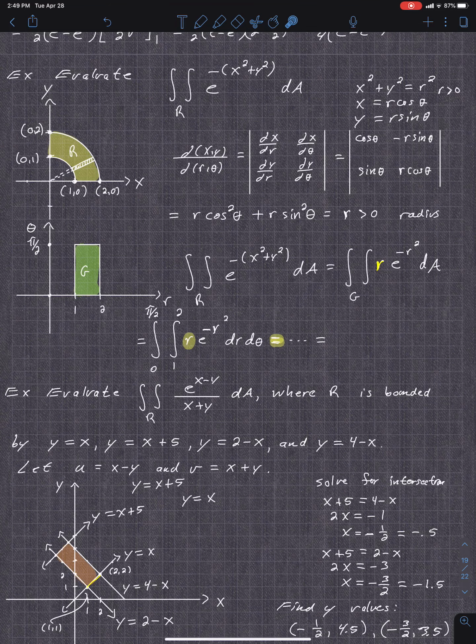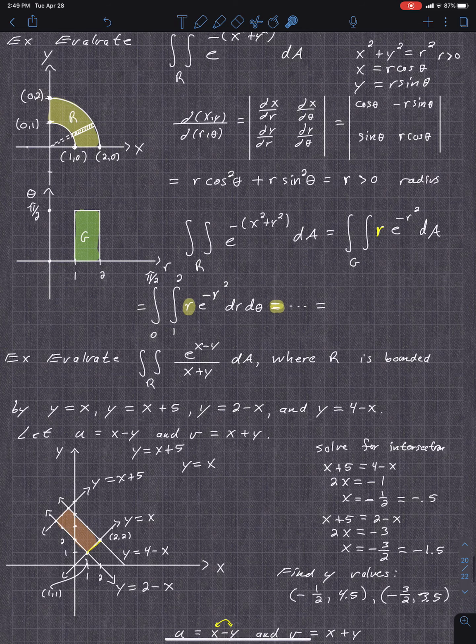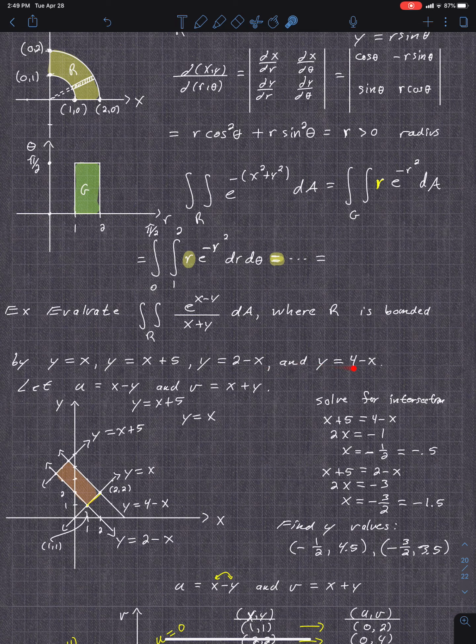Okay, so try this next one. This one will take a little while to do. Evaluate e to the xy over x plus y, where R is bounded by these graphs. y equals x plus 5 is here, y equals 2 minus x is this one, and y equals 4 minus x is this one. You'll need to figure out the intersection points, and this is your region R that you start with in the xy plane.